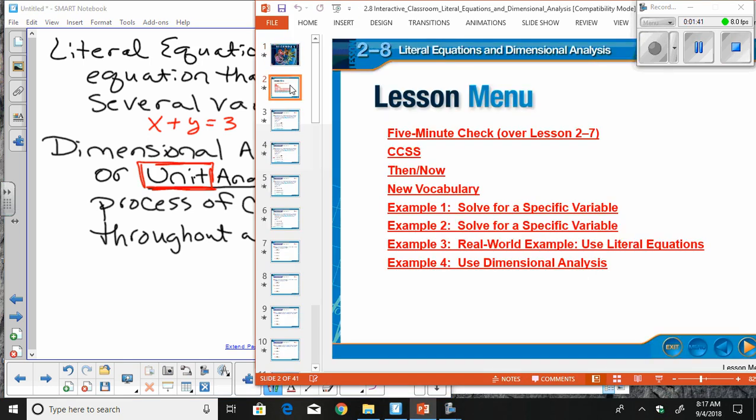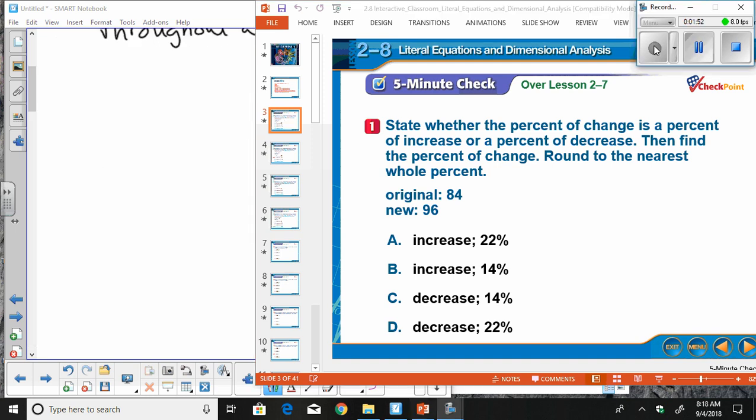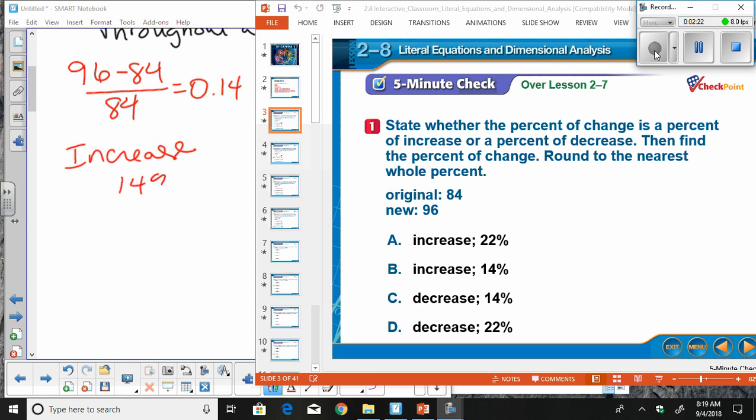So of course we're going to start with our 5-minute check here. State whether the percent of change is a percent of increase or a percent of decrease, rounded to the nearest whole percent. Our original is 84, our new is 96. Looking at this, we know it's going to be an increase. It's just a matter of how much. So 96 minus 84 over 84, the original. When we take 96 minus 84, we get 12 divided by 84. We end up with 0.14. So it's an increase of 14%.